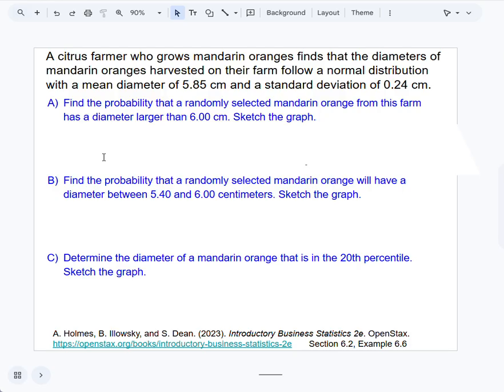Let's see. So let's look at the first question. The first question is, find the probability that a randomly selected orange from this farm has a diameter greater than 6 centimeters. And then sketch the graph. Okay, so you go to this farm, you randomly pick an orange off of a tree. What's the probability? What's the percentage chance that you would get an orange that has a diameter greater than 6 centimeters? And that's exactly what we are going to calculate.